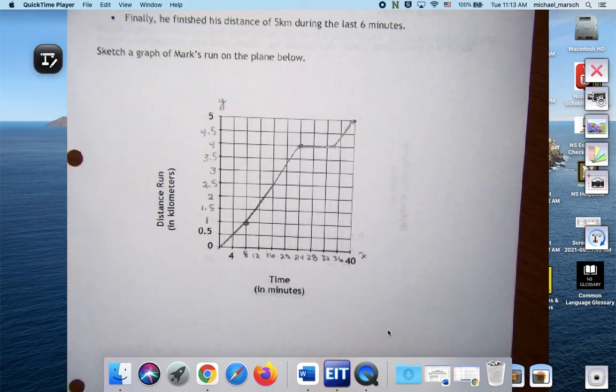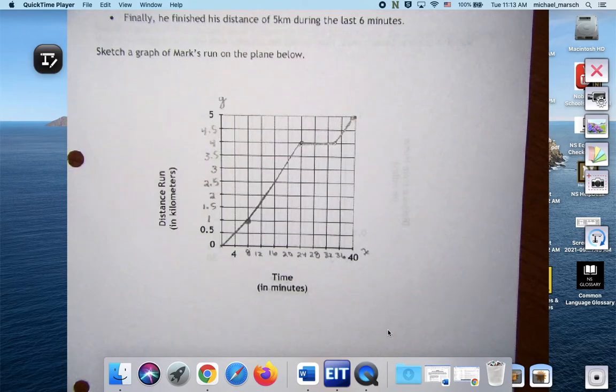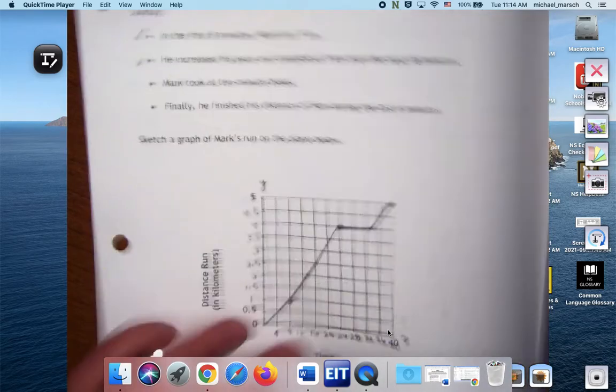Mia? 5 kilometers is like 3-something miles, right? Let me look it up. Kilometers to miles. 3.1 miles. So it's just a leisurely little run, right? 40 minutes, but he didn't run for 10 of them. So he ran 3 miles in 30 minutes. That's not terrible.